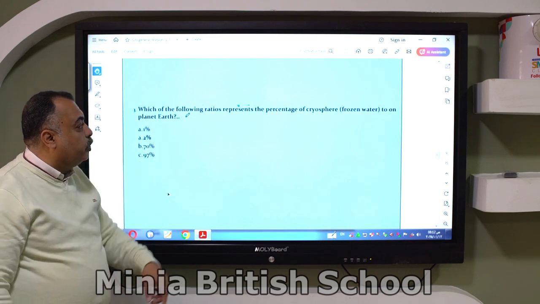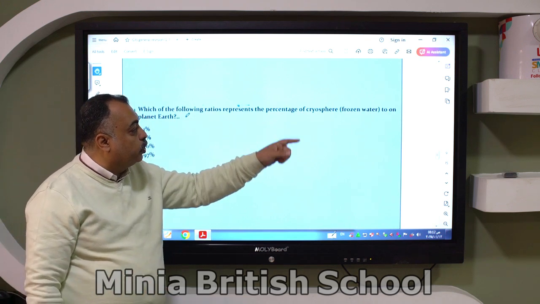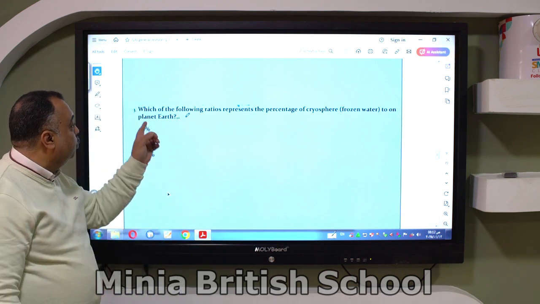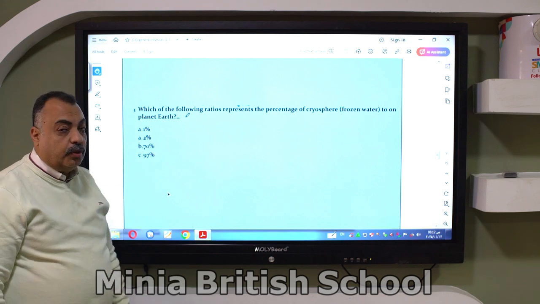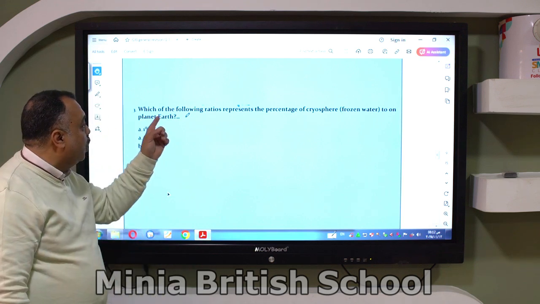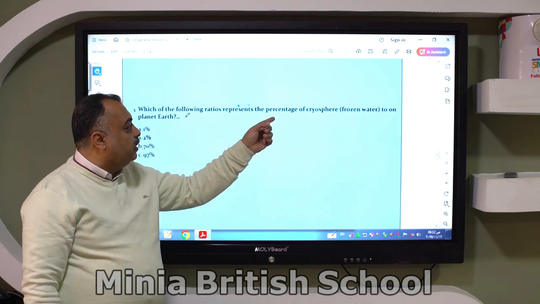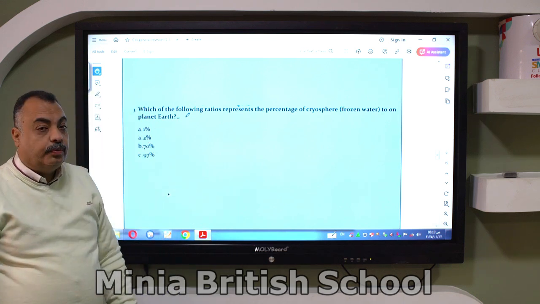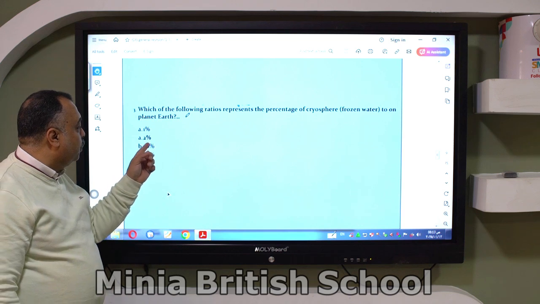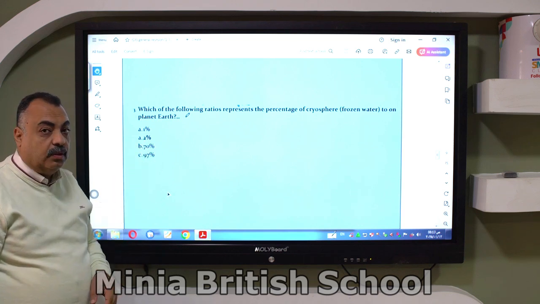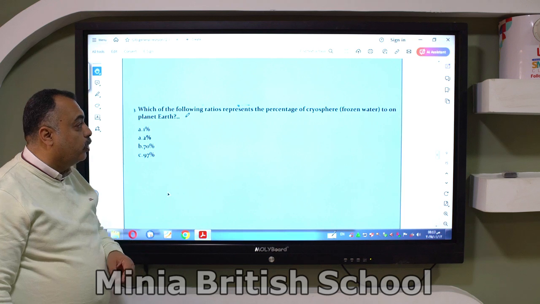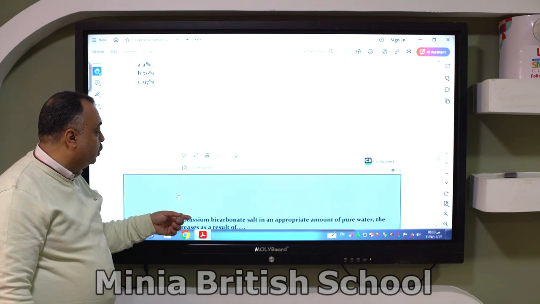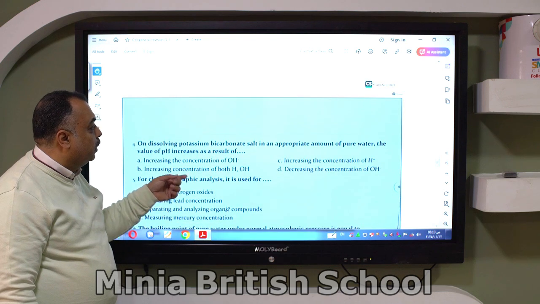Which of the following ratios represents the percentage of cryosphere, which is the frozen water, on planet Earth? Again, which of the following ratios represents the percentage of cryosphere on planet Earth? 1%, 2%, 70%, or 97%? It is of course 2% for cryosphere. 2% for frozen water or cryosphere. Next.